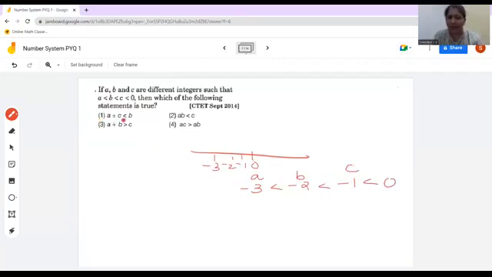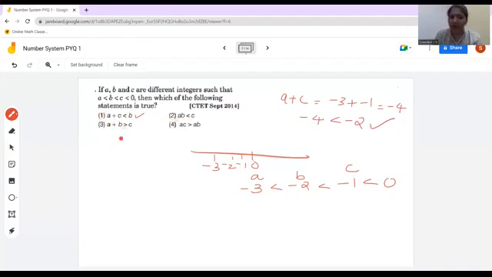Option A is A plus C less than B. So A plus C is equal to -3 plus -1. That is -4, right? So -4, is it less than -2? Yes, that is correct. Actually, the first statement is correct here. So actually the answer is the first statement. So if we want, we can check the others also.